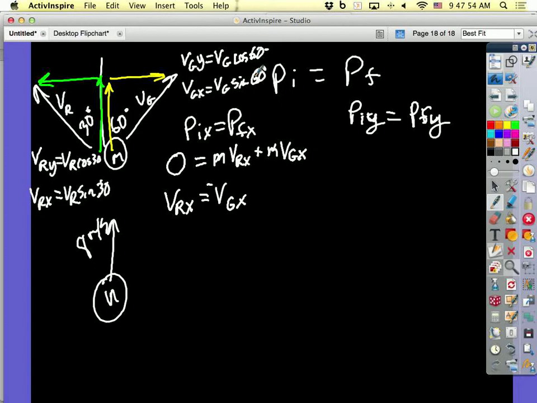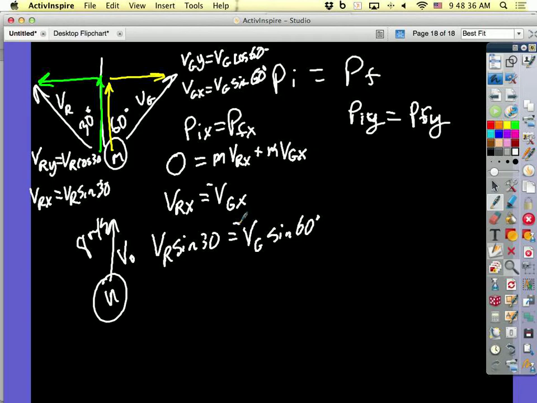Okay. So now we can say VRX is going to be VR sine 30, and VGX is going to be VG cosine 60. Okay. So that doesn't get us anywhere, right? But we took it as far as we could go. And now this I'll just call V0, if you will. Now let's go ahead and do the Y. Yes, very good, thank you. Stay on top of that.